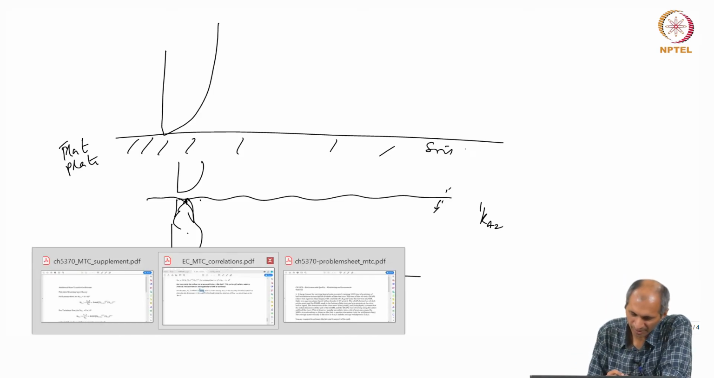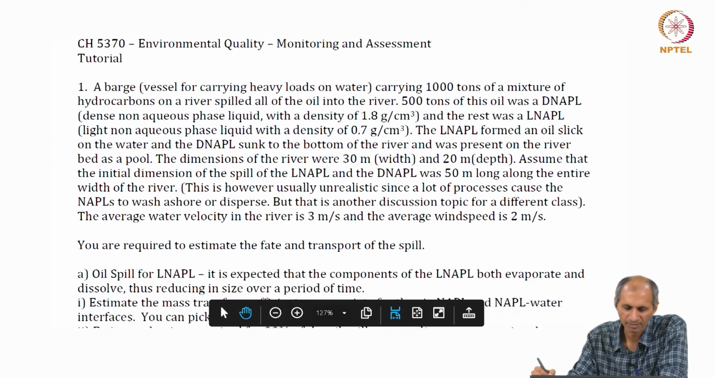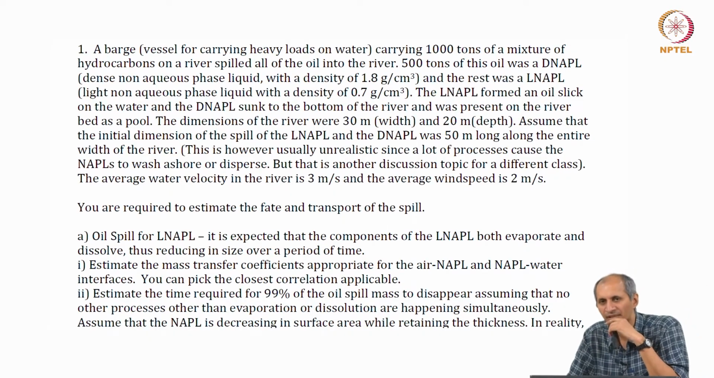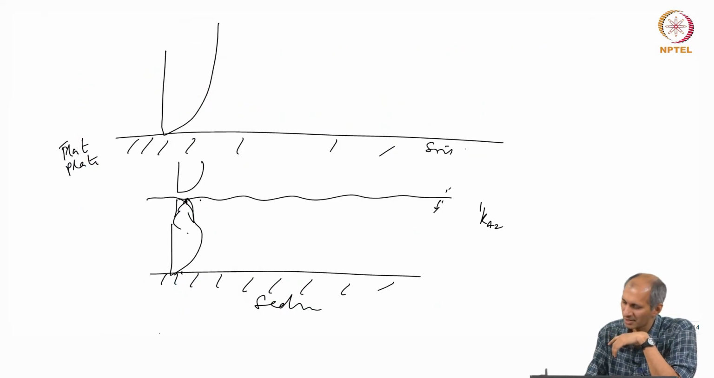There are a couple of problems that I have put in a tutorial. You can have any kind of scenario, lots of problems, scenarios, case studies in this. Say there is a barge or vessel carrying heavy loads on water, 1000 tons of a mixture of hydrocarbons. 500 tons of this oil is DNAPL, and the rest is LNAPL, and it spills. What will happen? This problem is very easily formed.